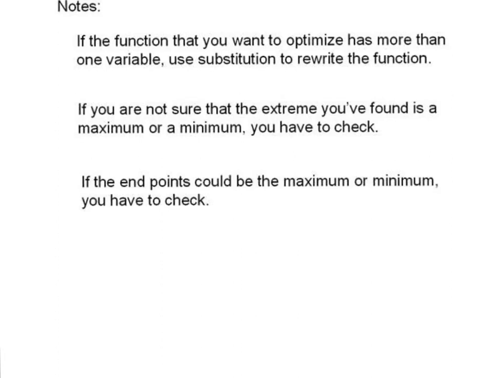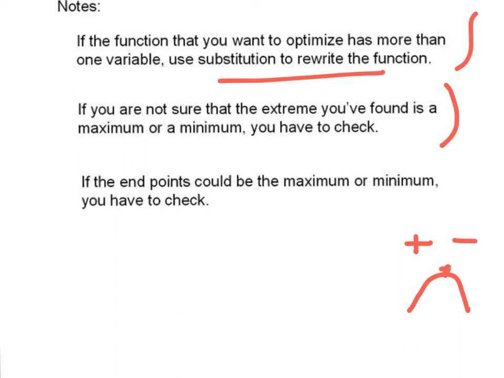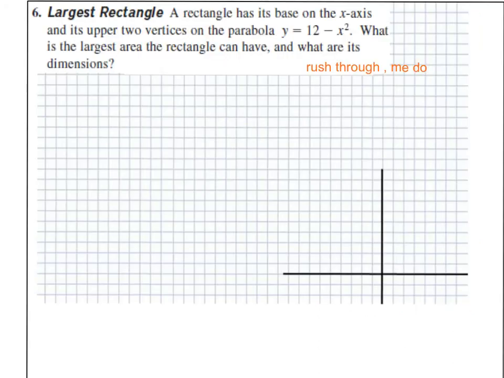Some notes: if the function you want to optimize has more than 1 variable, use substitution, and you might need to use area and volume in the same problem, so I went over that thoroughly. If you're not sure the extreme you found is a max or a min, check. If the derivative goes from positive to negative, then you know that you will be having a maximum. That's important. And if there are any restrictions, you will have to check the endpoints also, because you could have a minimum here, and this could be a maximum, but you have to check to see if that's bigger. That's more for the AP styles.